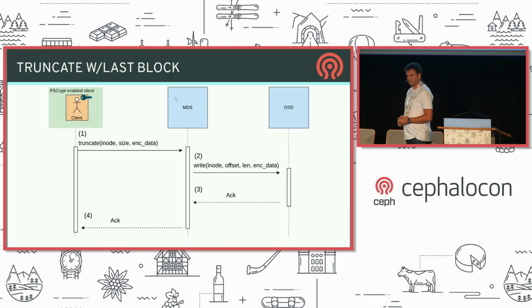And then that data block is sent via a truncate call. This is the enabled fscrypt client that has the key and unlock mentioned before. It does its multi-step approach of truncate, the MDS receives it here in step 2, and then it writes it to the OSD, and it doesn't actually return the truncate call until that's persisted.